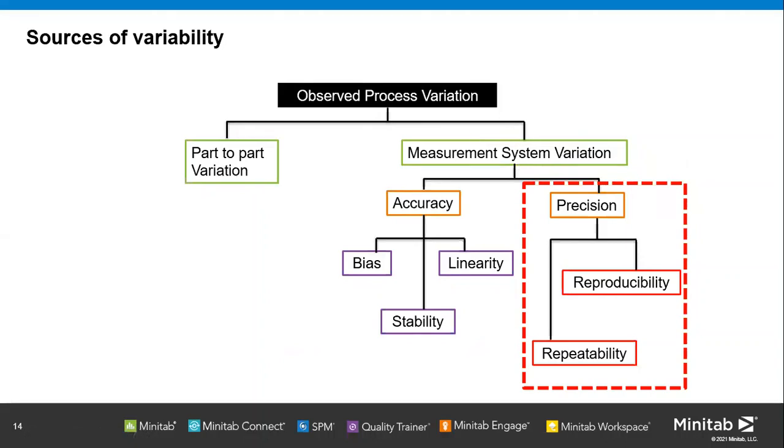In the measurement system variation, we assess the accuracy and the precision. For accuracy, we have bias, stability, and linearity. For precision, we have repeatability and reproducibility. After this, we go on this side of the precision. If you aim to know more about accuracy, which is not in this webinar, we'll cover accuracy, bias, linearity, and stability another time.